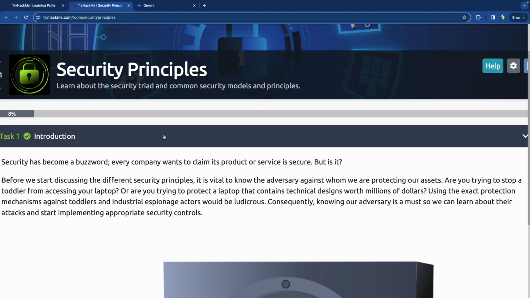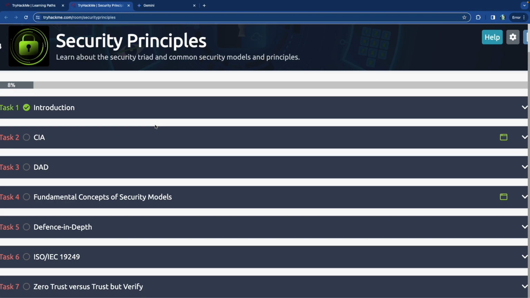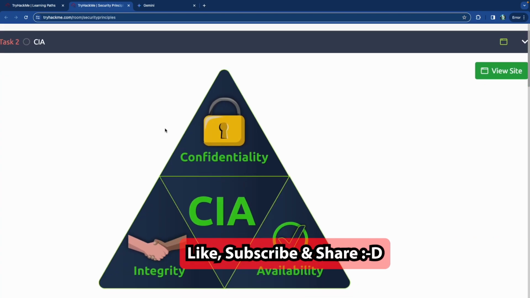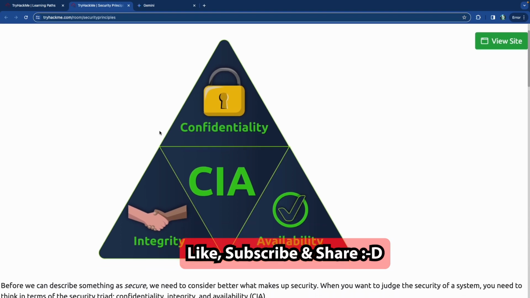So it is an introductory room, so that all sounds pretty basic, but if you haven't gone through any of that stuff, or if you don't have a certification in CYSA or anything like that, all of those things should be new to you. So we are going to go to the CIA triad. CIA, as you can see here, is not the Central Intelligence Agency. It is confidentiality, integrity, and availability.